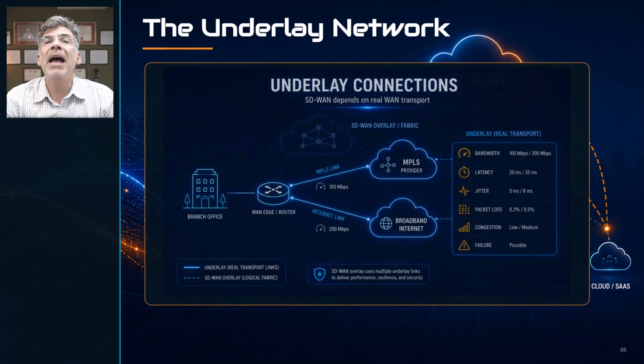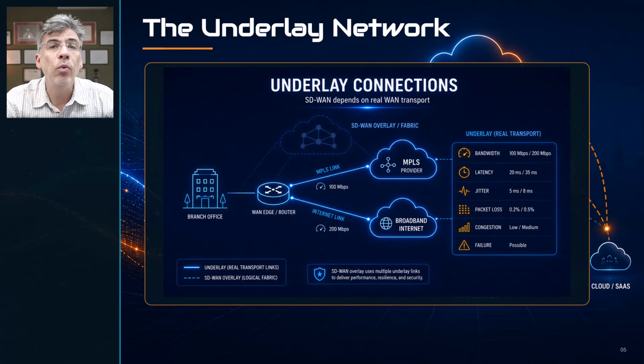For example, imagine a branch office with two WAN links. One link connects to an MPLS provider, the other link connects to a broadband internet provider. Those two links are part of the underlay. They are the real connections leaving the branch. They have real bandwidth, they have real latency, they may have jitter, they may experience packet loss, they may become congested, and they may even fail.